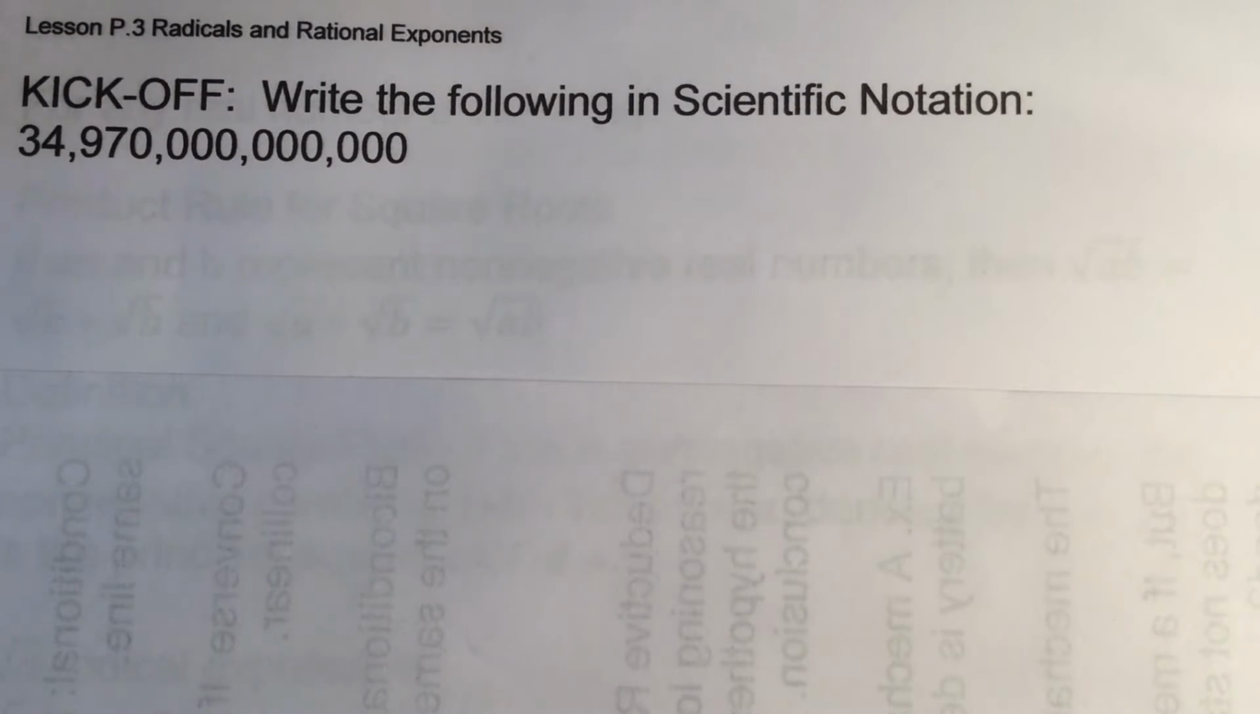All right, so continuing through chapter P here. Next little thing we're going to get into is dealing with radicals and rational exponents. But before we do that, we're going to work on scientific notation from the last lesson.